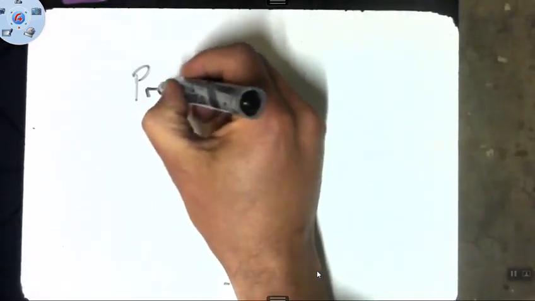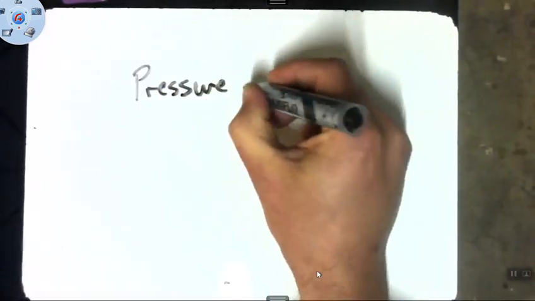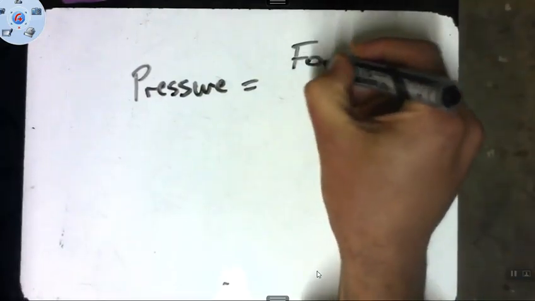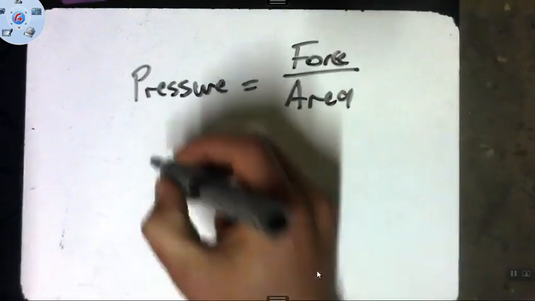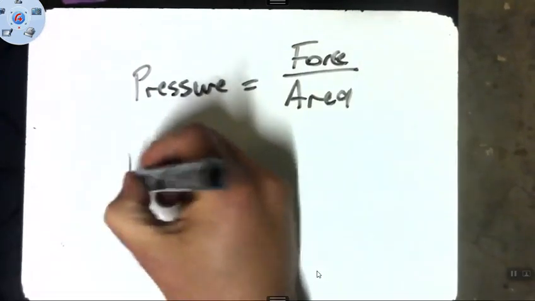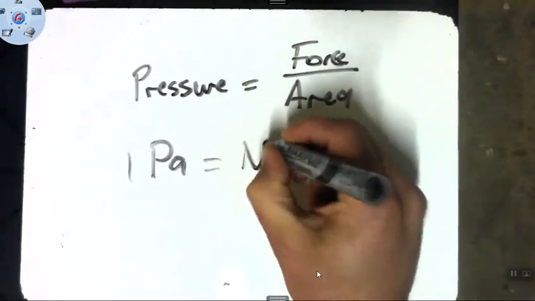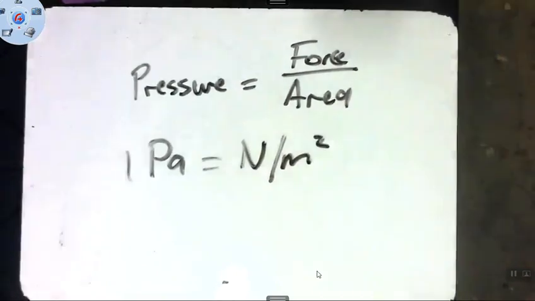Pressure means to press. So pressure, we said, is the force divided by the area, and the unit is Pascal, and we said that 1 Pascal is 1 Newton per meter squared.